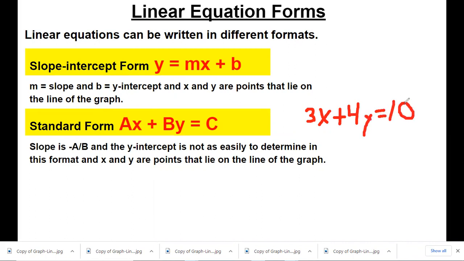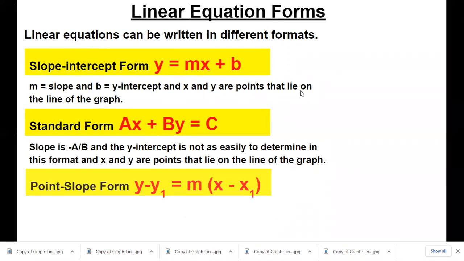Okay? In this format, you can't tell what m is right away, but the shortcut is negative a over b. So a is 3, because that's the number in front of x. B is 4, because that's the number in front of y, and then you take the opposite. The negative sign means you take the opposite. So the slope here would be -3/4. The y-intercept is not as easy to determine in this format, and x and y are still points that lie on the line of this graph. We will work with that a little bit, just not right now. We'll work with that a lot next year.